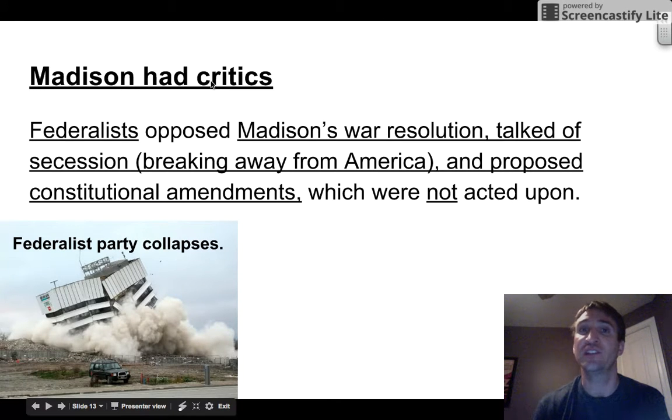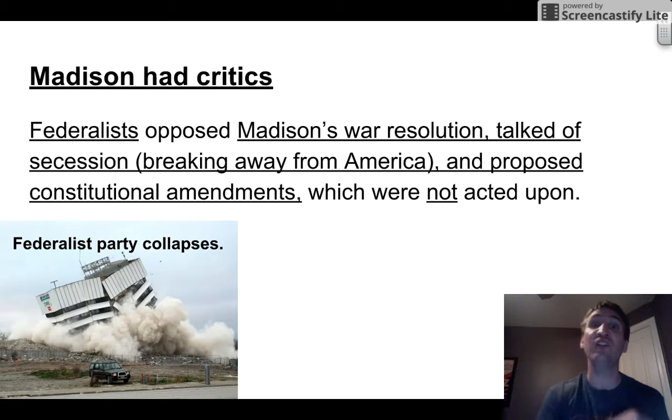Madison had critics. Not everyone supported the War of 1812 in the U.S. The Federalists, John Adams, George Washington, opposed Madison's war resolution. They talked of secession, meaning breaking away from America. And the Federalists proposed constitutional amendments, which were not acted upon. And after the War of 1812, the Federalist Party collapses, a lot like this building, and it is no more. America wins the War of 1812, but the Federalists collapse.